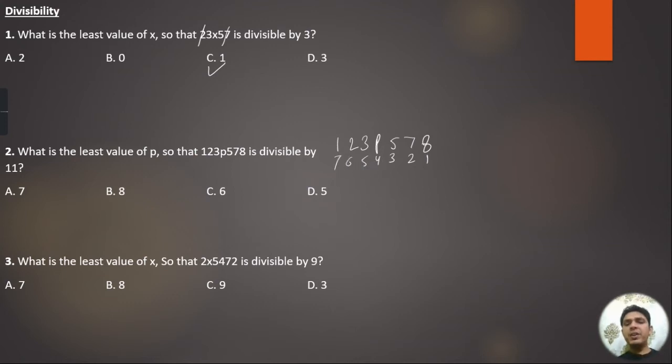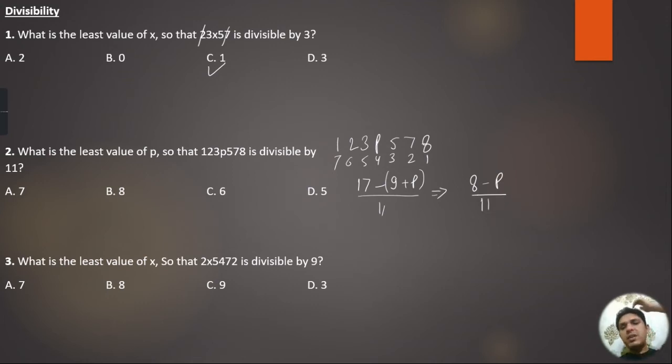So sum of the digits at odd places minus... 5, 8 plus 5 is 13, 13 plus 3 is 16, 16 plus 1 is 17, minus 7, that is 7 plus p plus 2, that is 9 plus p, right? Divide by 11. If we further check it, we will get 8 minus p divided by 11.